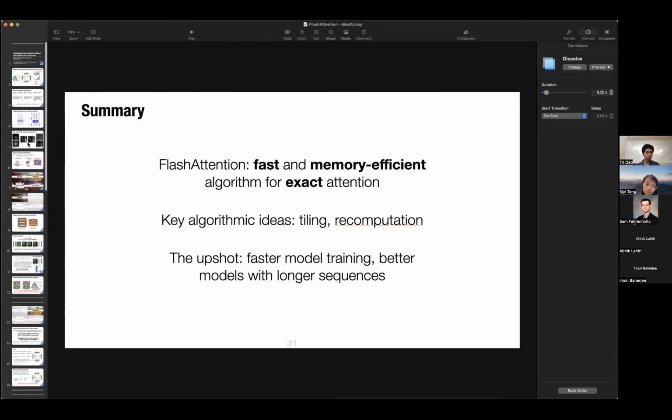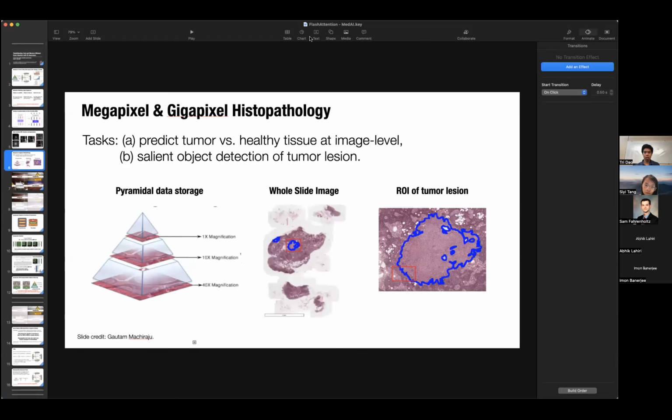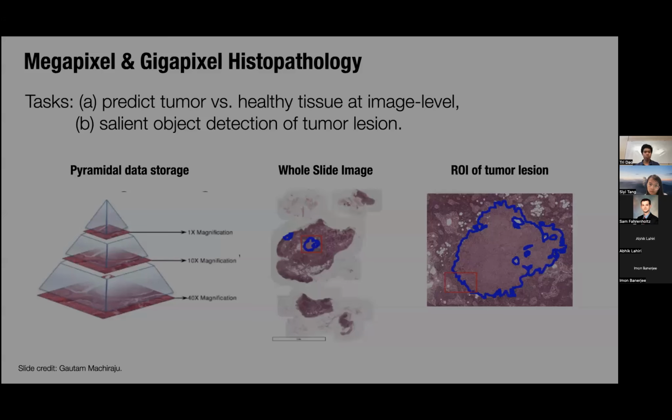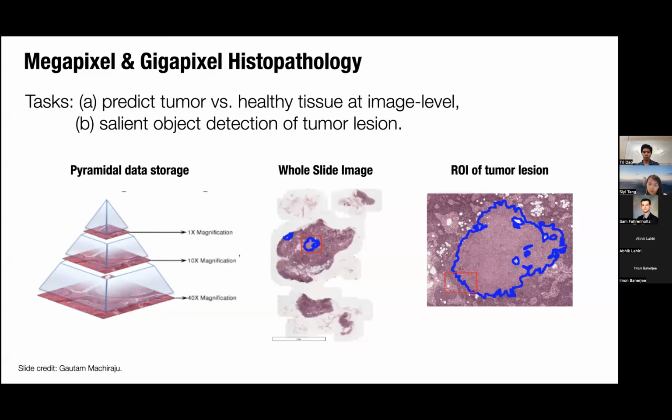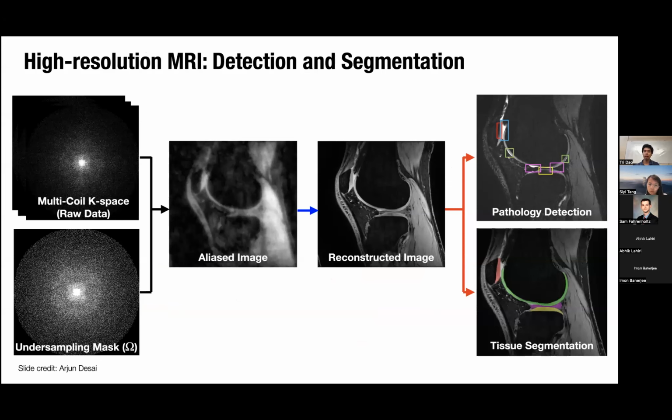Let me see if I can find these. For MRI, I think the resolutions are like 512 by 512, something like that. Yeah, that's about right. Even 256 there sometimes. So again, that's still larger than what current models can support.